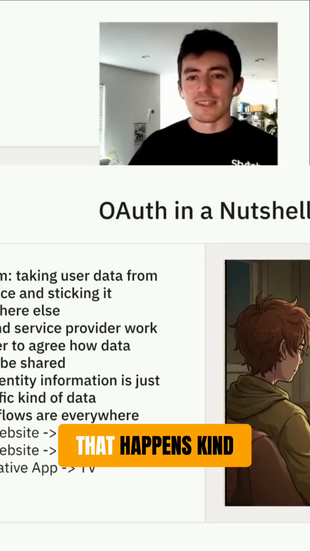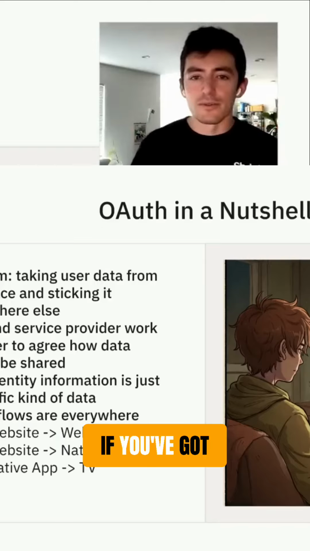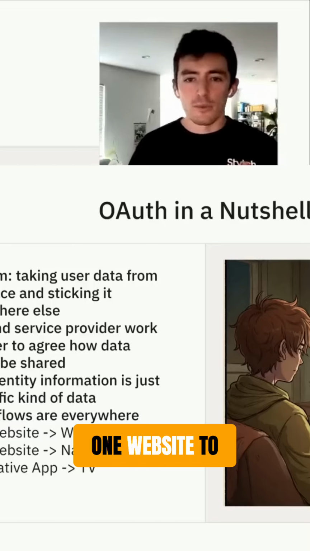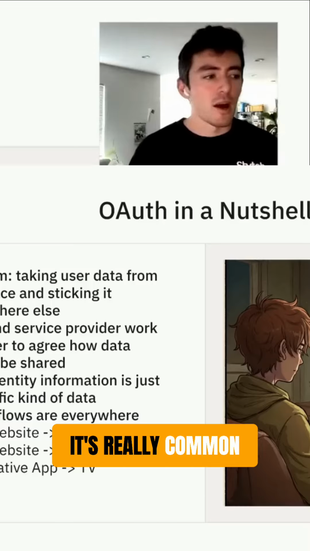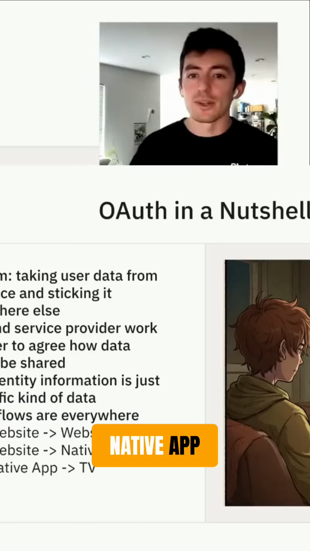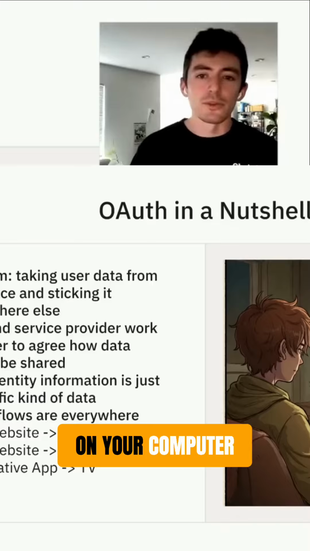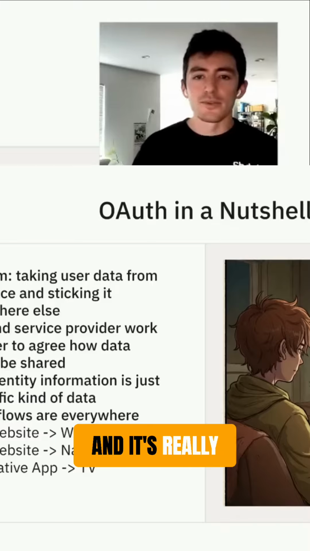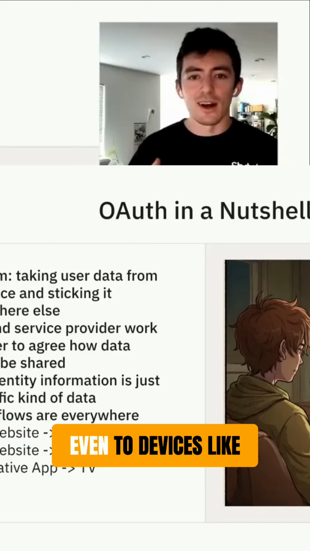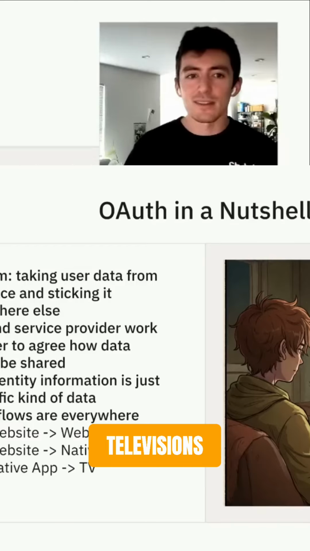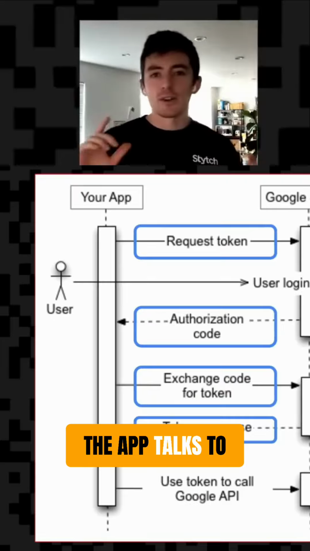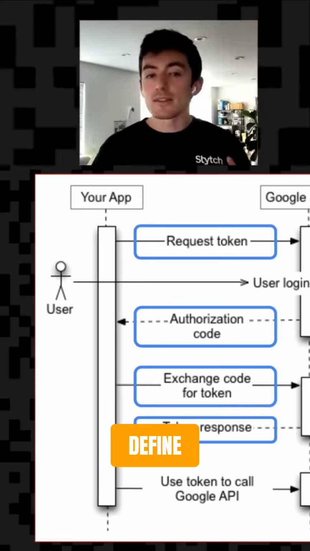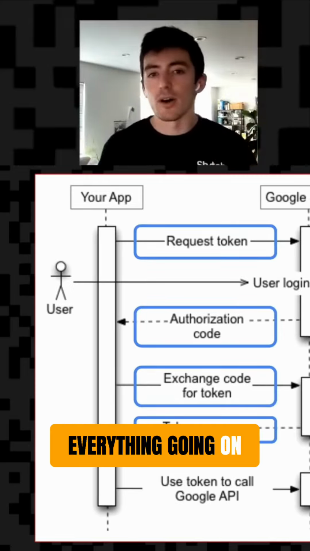This is something that happens all over. If you've got multiple websites, it's really common to share your data from one website to another. It's really common to share your data from a website to a native app, like something running on your computer, like Slack or Zoom, or something running on your phone. And it's really common to share your data even to devices like televisions. So OAuth defines how the app talks to the resource server or how the app talks to the identity provider, but it doesn't define everything going on.